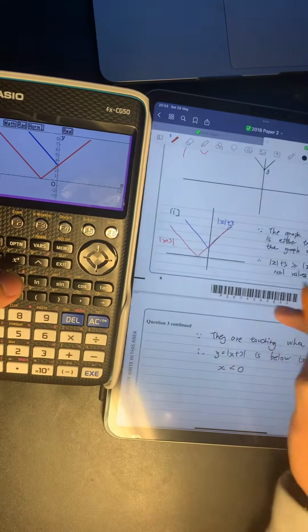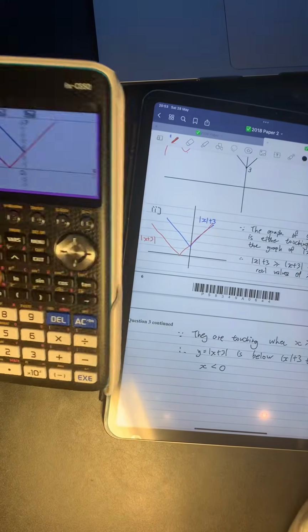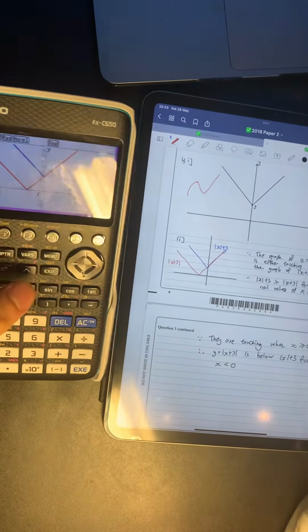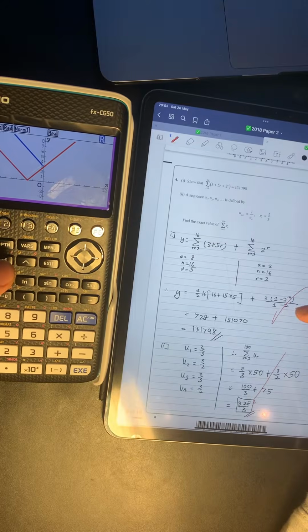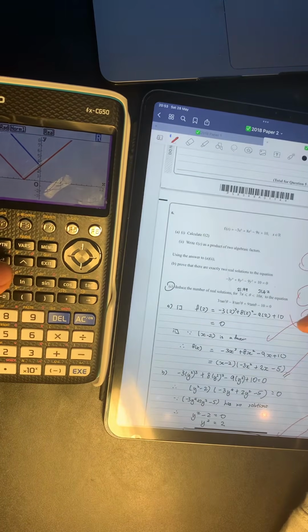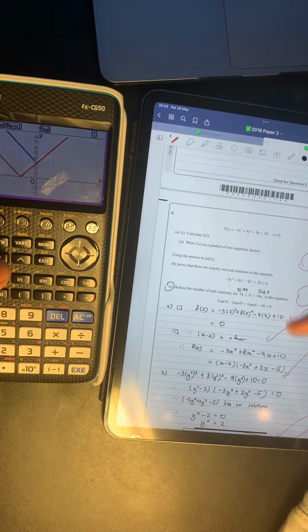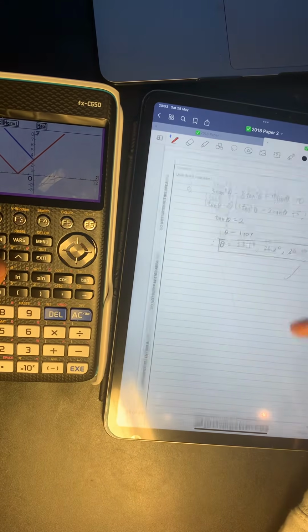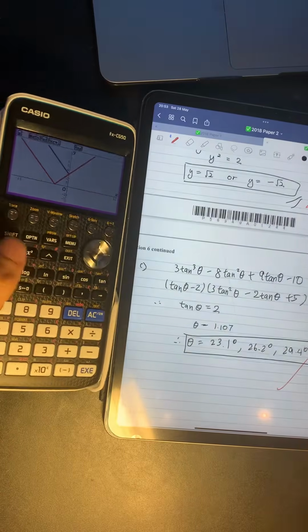So I just sketched it, set it, and I got 4 marks because of that. So this is, again, very, very useful. Sequences, unfortunately, you need to know how to do it. Newton-Raphson, you need to know how to do it. And again, another trig function here.